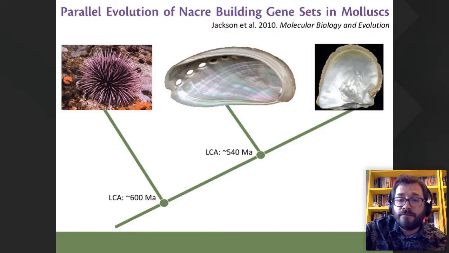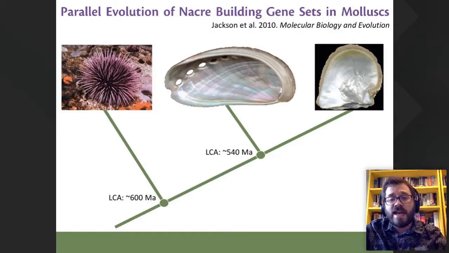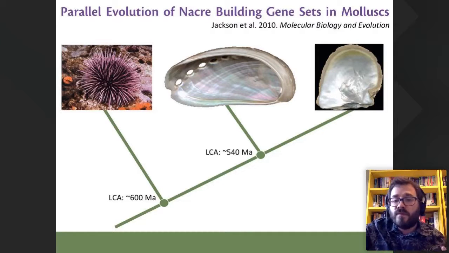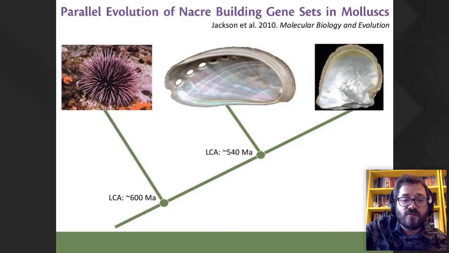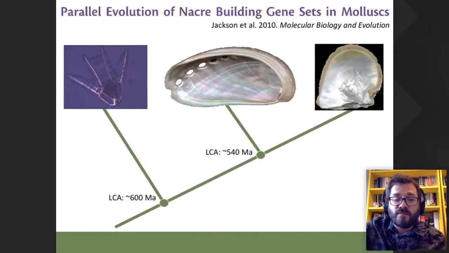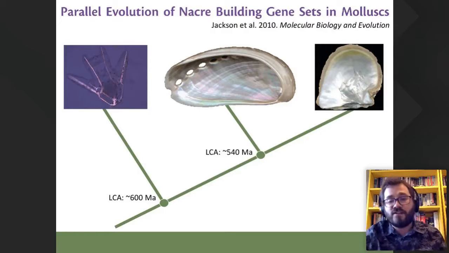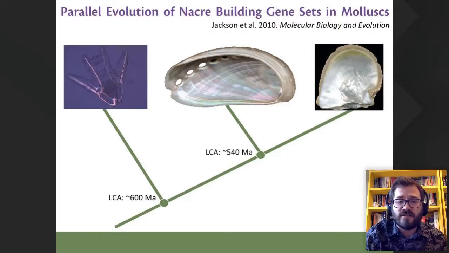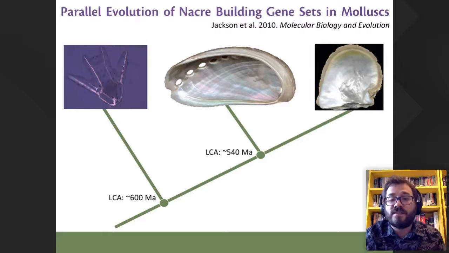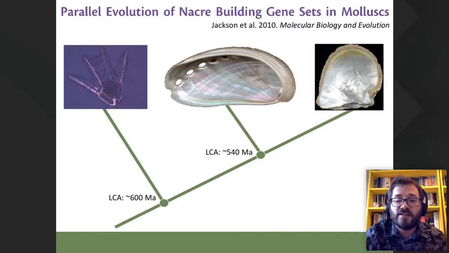So that's the pearl oyster and an abalone, and they compared the genes with those in this purple sea urchin, or rather in the larvae of the purple sea urchin, to produce their skeletons. Now, sea urchins and mollusks share a last common ancestor some way back in the Ediacaran somewhere. We can argue about exactly when that was. And that common ancestor was almost certainly entirely soft-bodied.